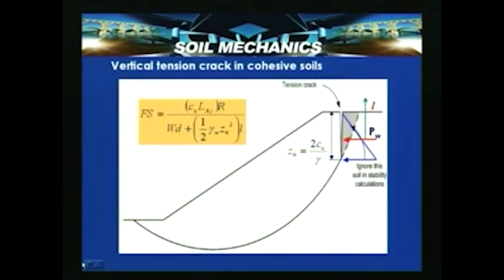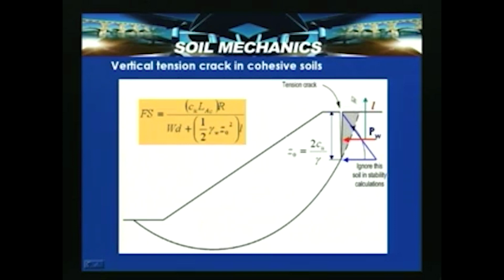Now, let us look at the previous case in the circular arc analysis. These clays tend to crack, and suppose in the process they get filled up with water, they can influence the factor of safety. For example, in this particular figure, a critical slip surface is shown here, and this is the depth of the crack. The depth of the tension crack can be determined by Z0 is equal to 2 Cu by gamma, where Cu is the undrained cohesion of the soil, and this is the tension crack.